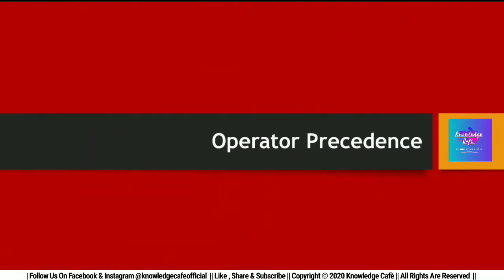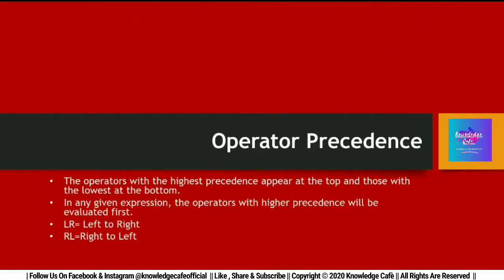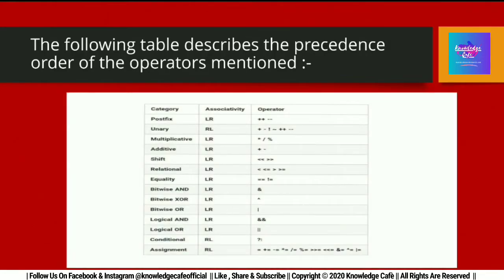Third, operator precedence. The operators with the highest precedence appear at the top and those with the lowest at the bottom. In any given expression, the operator with higher precedence will be evaluated first. LR means left to right and RL means right to left. Now let's see the following table, which describes the precedence order of the operators mentioned. As you can see, there are many operators used and their associativity rules.